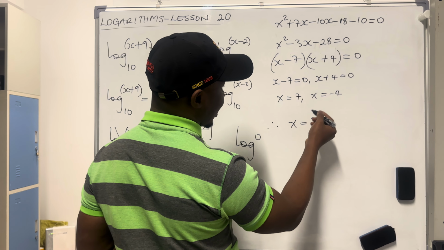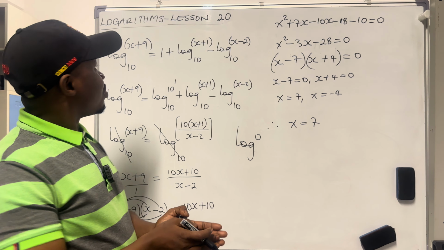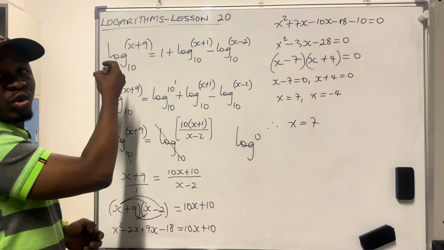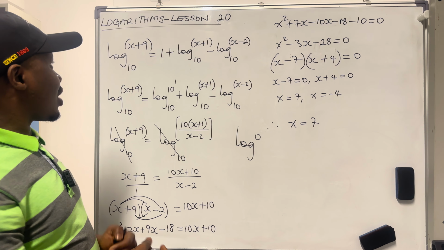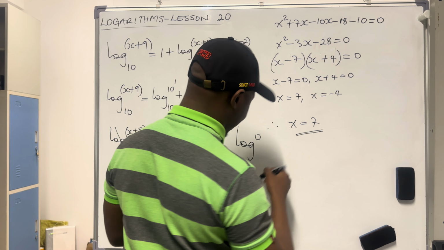So therefore, we only consider the positive here. Not necessarily the positive, because minus 4 doesn't alter this one here, it doesn't obey the rule. So we can say x is equal to 7.